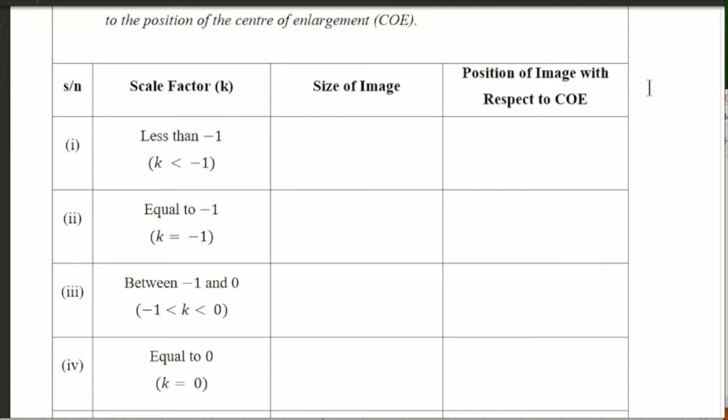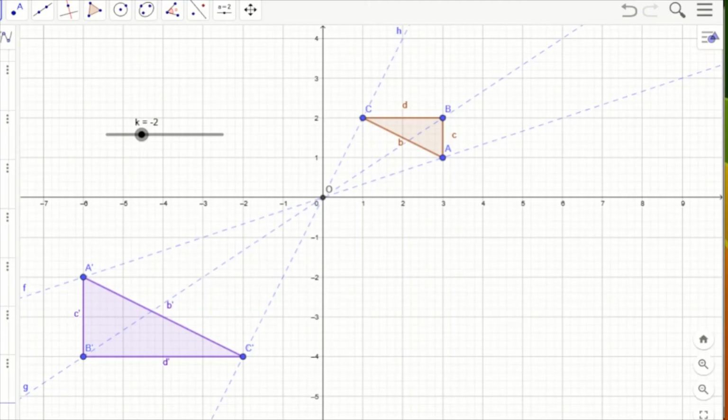So now in filling this table, for example, we have a scale factor of less than -1. So in our GeoGebra window, for example, we have a scale factor of -2, and we can clearly see that the image size has been enlarged, and the image is formed at the opposite side of the object with respect to the center of enlargement.